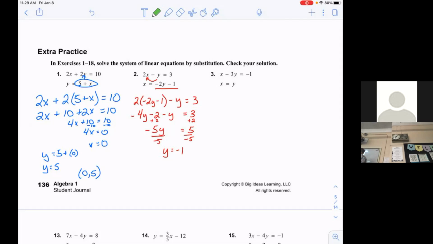X equals y. So you have your preference. We could put y and make this x become a y, or I could make this y become an x. When x equals y, that makes it pretty easy. But I'm going to go with y minus 3y equals negative 1. Oh man, we're going to have to work with fractions. Nobody likes to work with fractions. Okay, what's y minus 3y? Negative 2y equals negative 1.